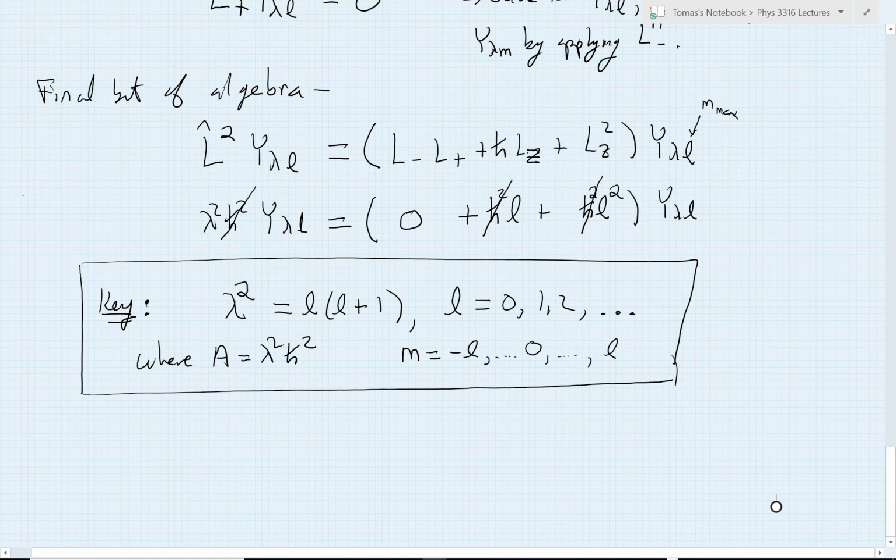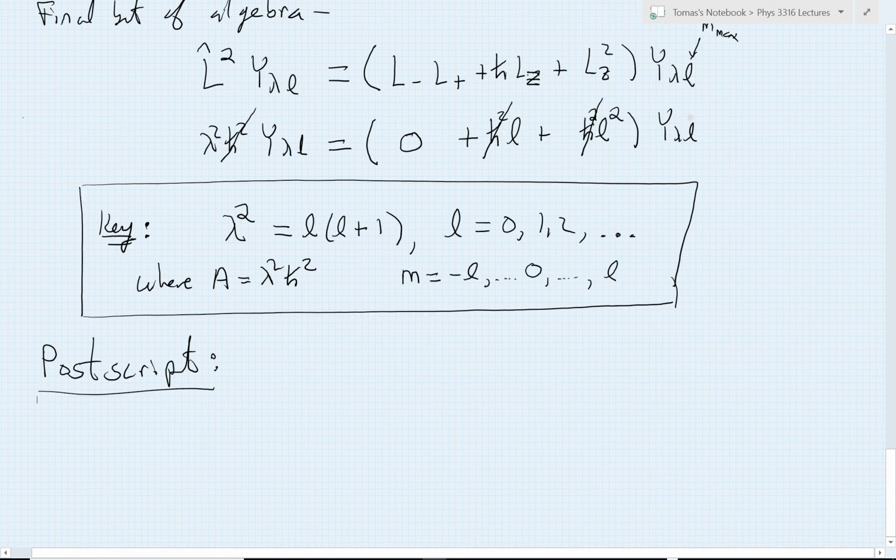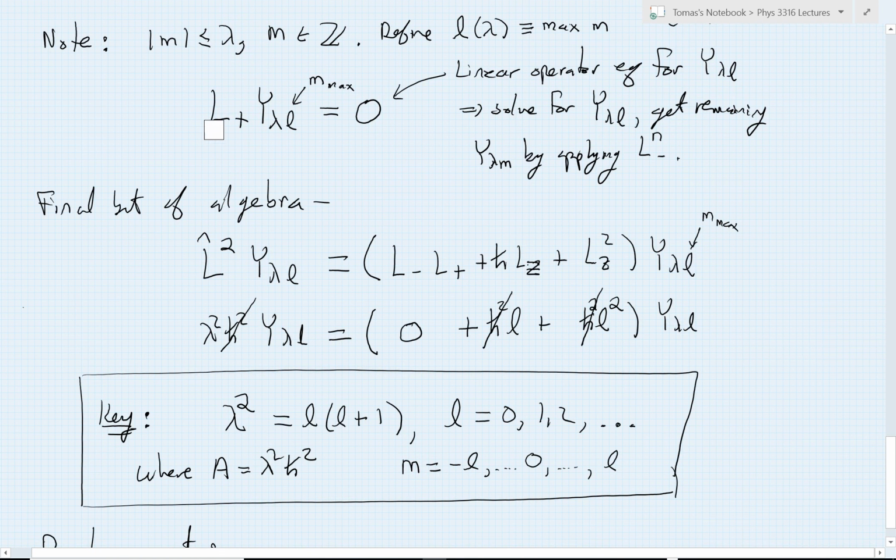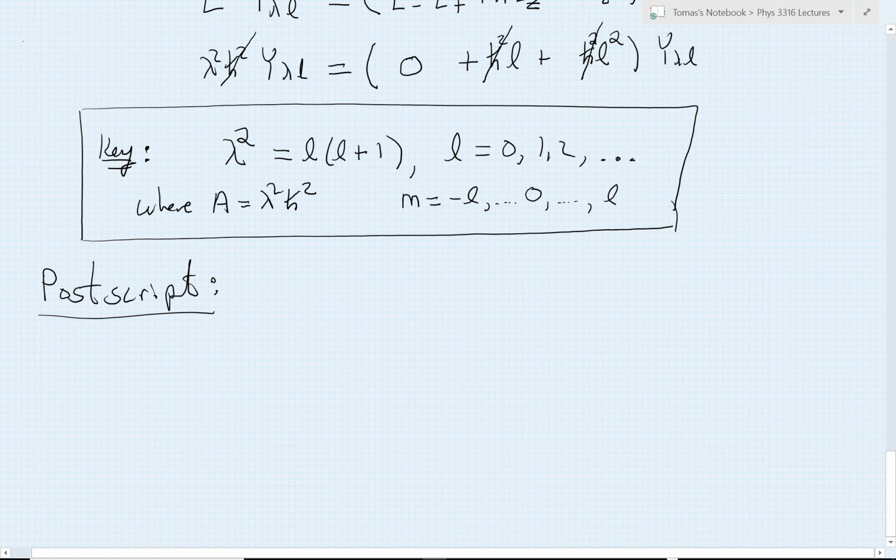As a final little postscript to our analysis, we can also conclude the lowest possible value of m without invoking this time reversal argument. We can do that by following the same type of logic here, but considering then a terminating state for the L minus operator. That logic would go as follows.